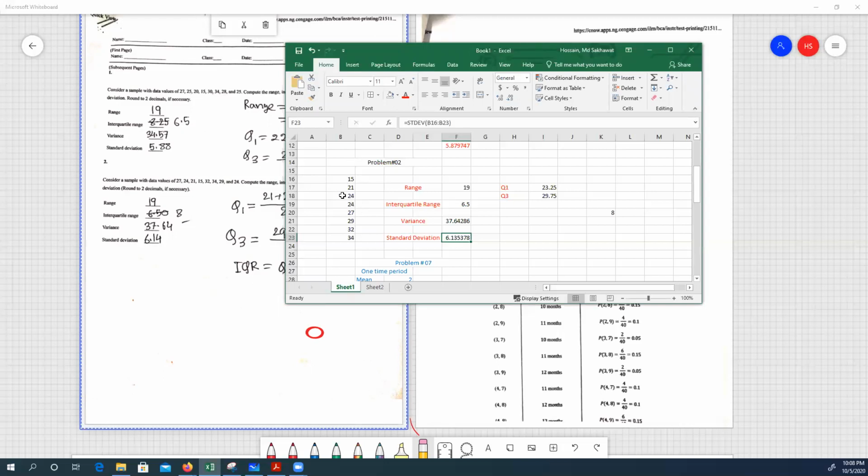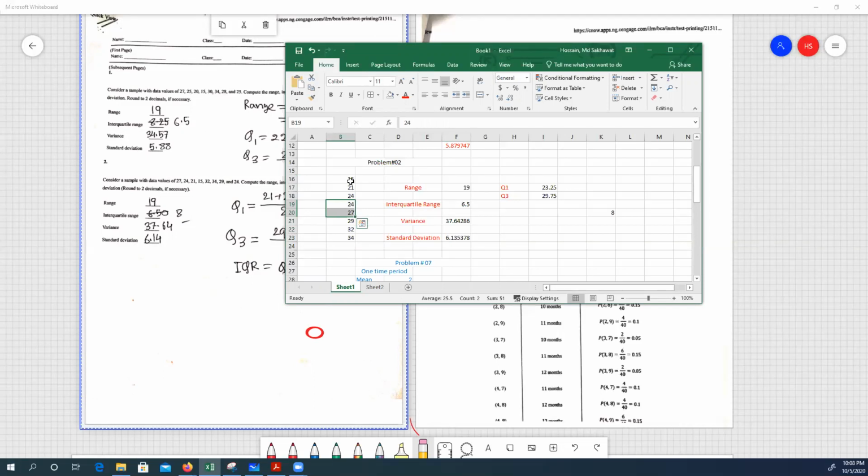Okay, to find Q1 and Q3, first you need to find the median. The median means the middle value of this data set. So how can you find the middle value? You have a total of 8 values here. If you look, there are 2 values in the middle. So the middle value, or the median, will be the average of these 2 numbers.